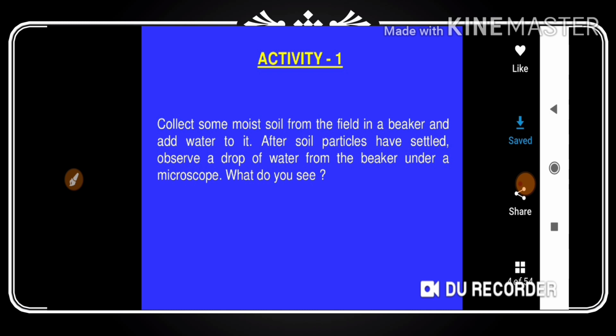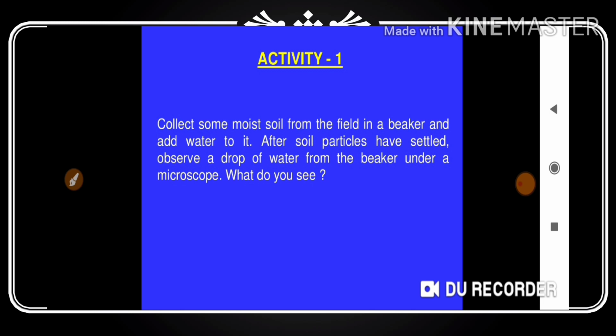So we need to take a beaker and a small amount of moist soil, then add a little water to it and leave it for 5 or 10 minutes. All soil particles will settle at the bottom of the beaker. Then we need to take one small drop of water and keep it on the glass slide. Then if you keep it under the microscope, what will you observe? That is the activity.